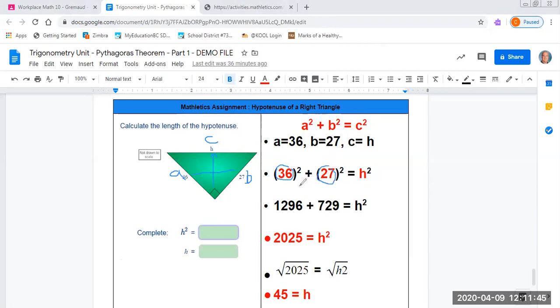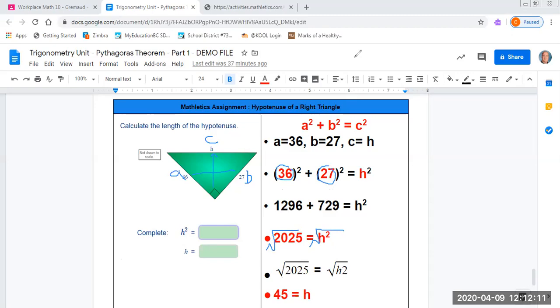And then once again, using my calculator, using the square, 36 squared is 1296, 27 squared is 729. When I add those two numbers together, this becomes 2025. So now, in order for me to figure out what h is, I have to take the square root. So that's why I have that step here. I have to square root this. And when I plug that into the calculator, the square root, I get 45.